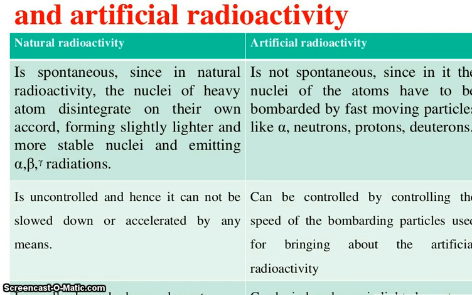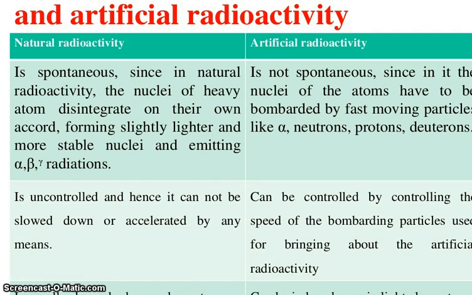So, the difference between natural and artificial radioactivity. Natural radioactivity is spontaneous, since the nuclei of heavy atoms disintegrate on their own account, forming slightly lighter and more stable nuclei and emitting alpha, beta, gamma radiations. Artificial radioactivity is not spontaneous, since the nuclei of the atom have to be bombarded by fast moving particles like alpha particles, neutrons, protons.